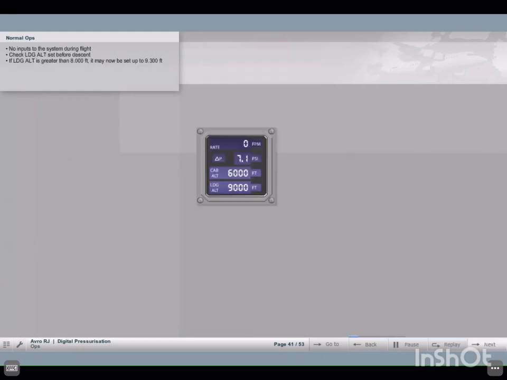No input is normally required to the system during flight. However, before descent, the intended landing altitude should be confirmed set. If landing altitude is greater than 8,000 feet, it may now be set to a maximum of 9,300 feet.